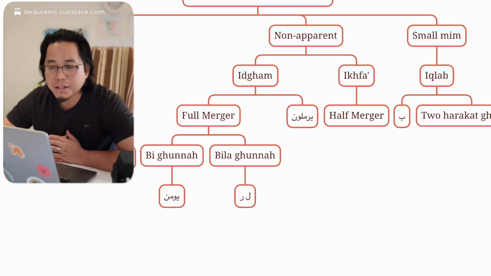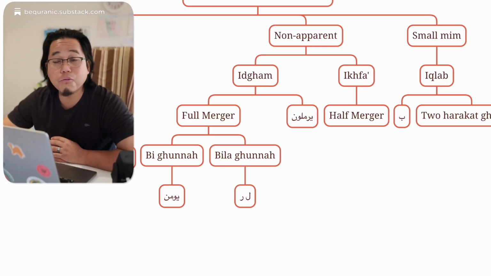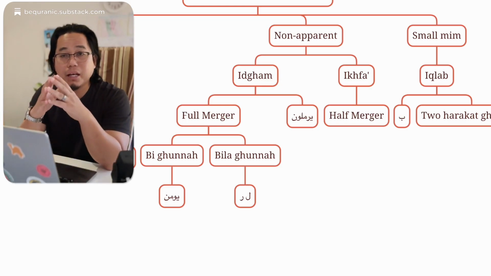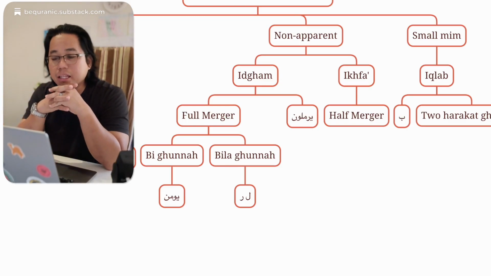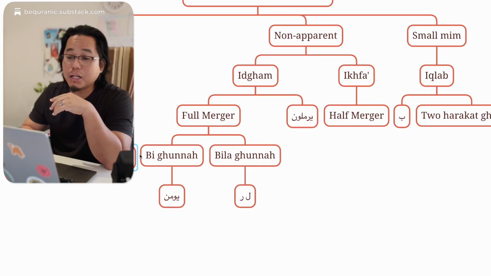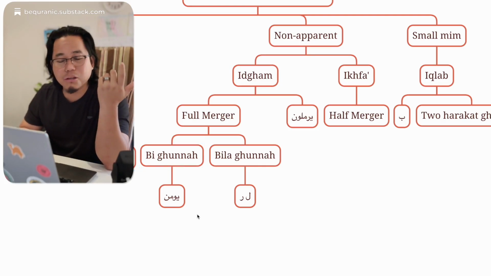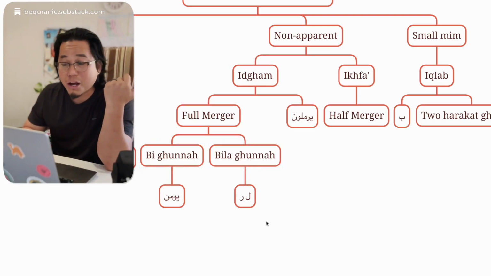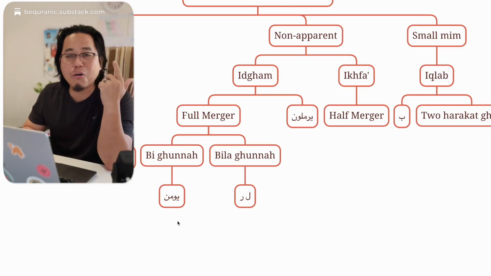So what are the letters? Ya, ra, meem, lam, waw, and noon. And idgham can be further divided into two, either bi ghunnah or bila ghunnah. Bi ghunnah means with ghunnah. Bila ghunnah means without ghunnah. Bi ghunnah: ya, waw, meem, noon.